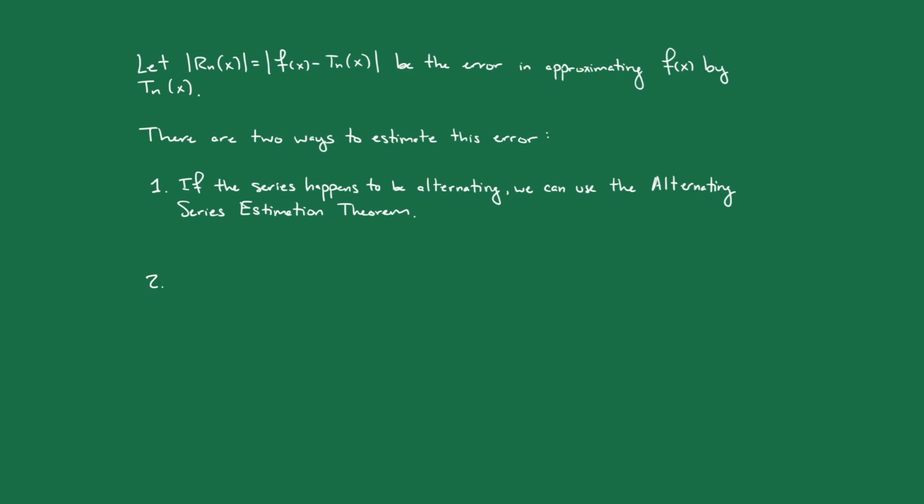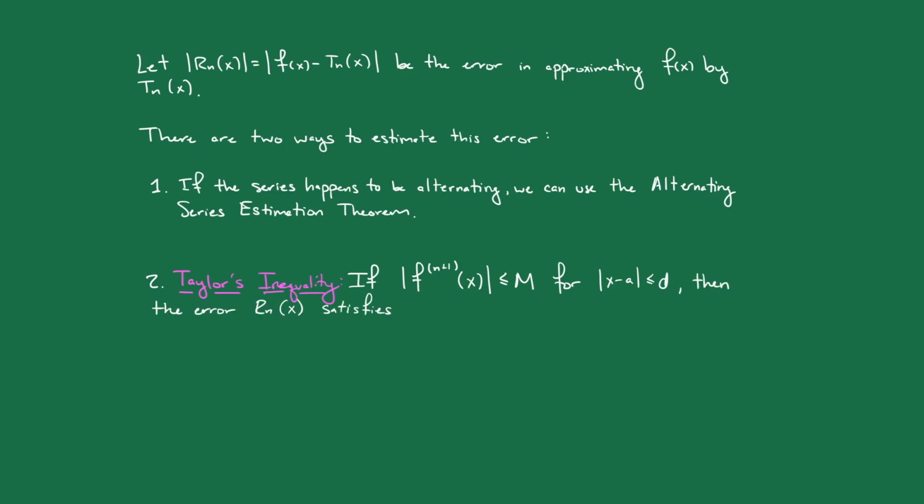If it's not alternating, however, then we can use something called Taylor's inequality, which says that if the absolute value of the n plus first derivative of f is bounded by some number m for an interval of radius d about the point a, then the error r sub n of x satisfies the inequality: the absolute value of r sub n of x is less than or equal to m over n plus 1 factorial times the absolute value of x minus a to the n plus 1, for all x in this interval.